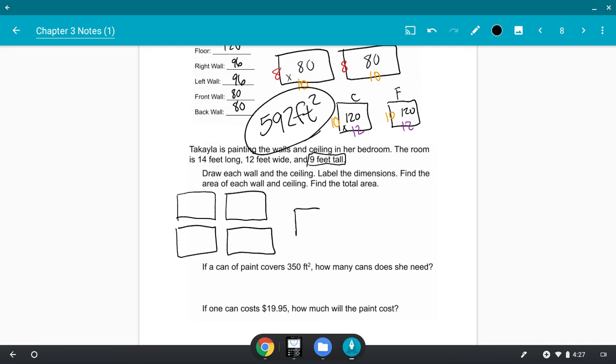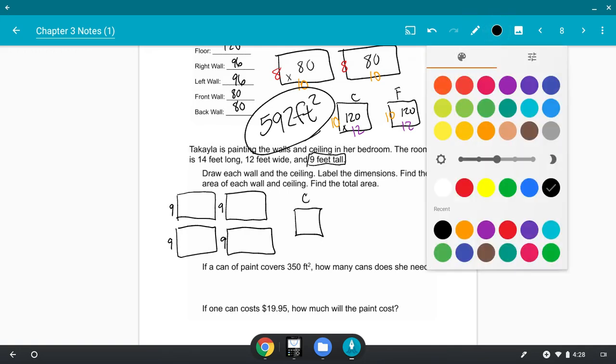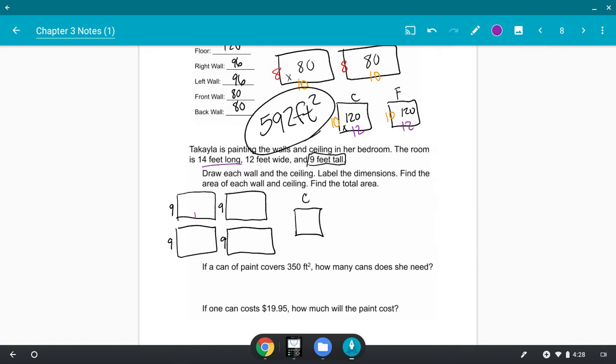And then the ceiling. So the walls are all 9 feet high. 2 of them are going to be 14 feet, and the ceiling is going to be 14. The other walls are going to be 12, 12, and the ceiling will have the 12. Then we need to do some multiplication.